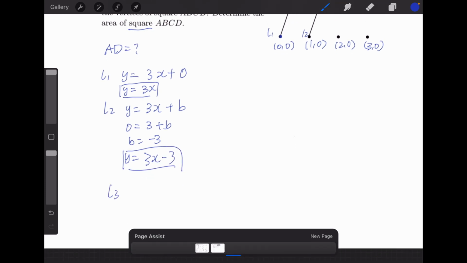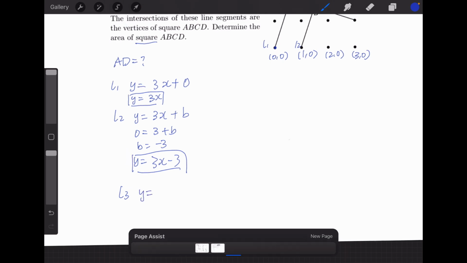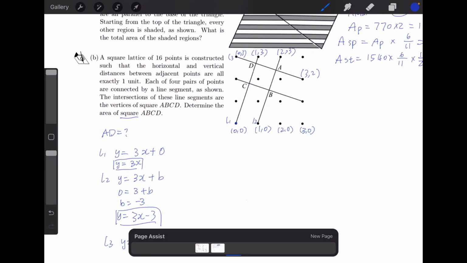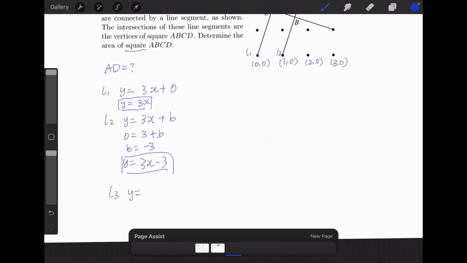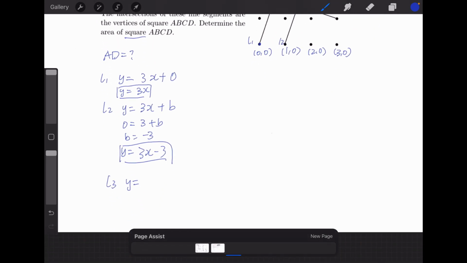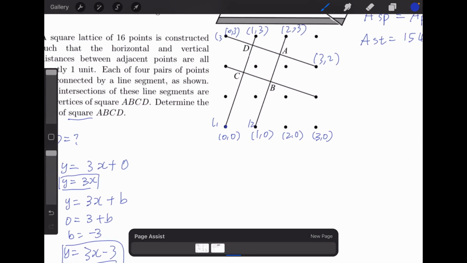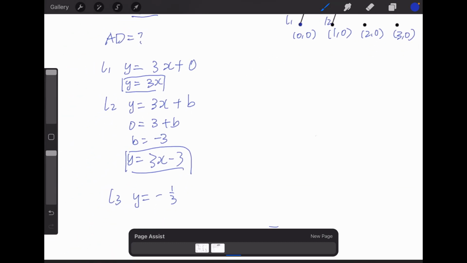For line 3, we do the same thing. Because line 3 is perpendicular to line 2 and line 1, the slope is -1/3. Because one endpoint of line 3 is (0, 3), the y-intercept is 3. The equation is y equals -1/3 x plus 3.